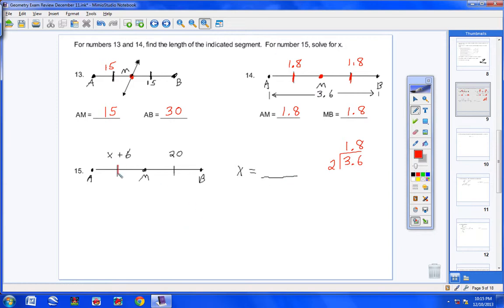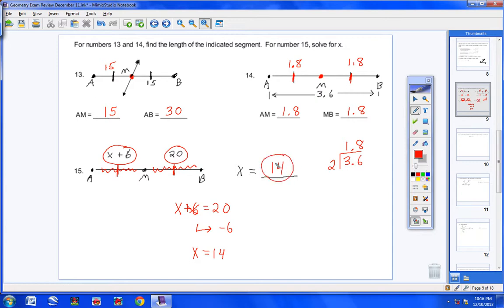Notice I have a slash here and a slash here. So that means this segment here, x plus 6, is congruent to this segment here, which is 20. So I can very easily solve for x by setting these two equal. Mr. Earhart, how do you know you can set them equal? Because this segment here is congruent to this segment here. So x plus 6 equals 20. Bring your positive 6 over, make it a negative 6. It's now gone, and I'm left with x equals 14. So the answer to x is 14.